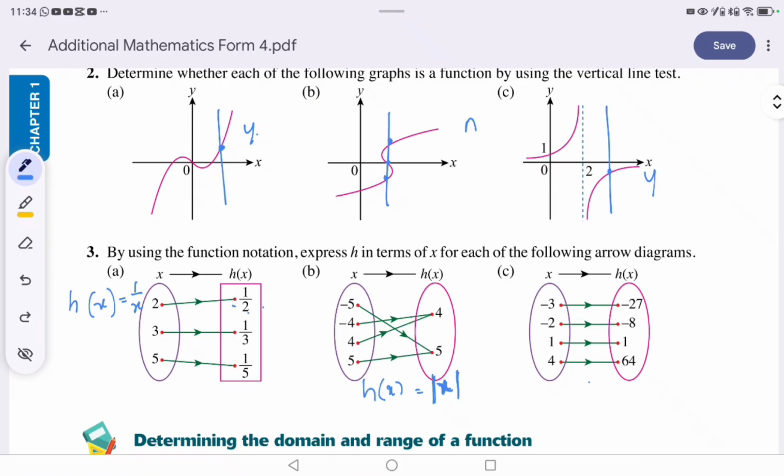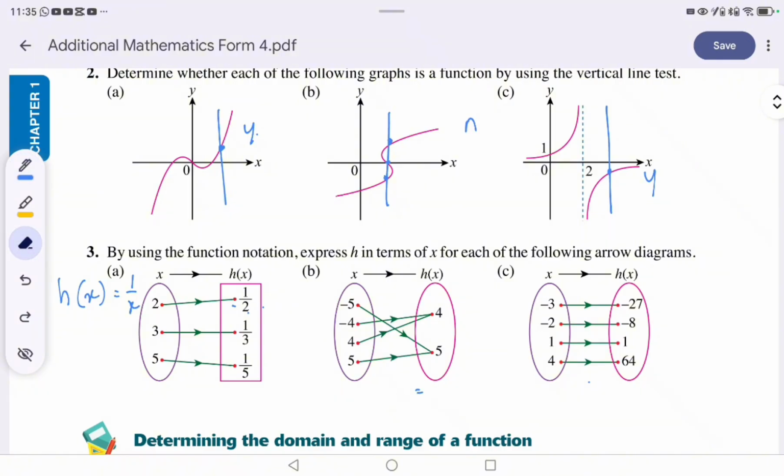By using the function notation, express h in terms of x for each of the following arrow diagrams. So you need to express this using function notation. Ungkapkan h dalam sebutan x bagi setiap gambar rajah anak panah yang berikut. So you have to express h in terms of x. So how to express? h of x equals 1 over x.